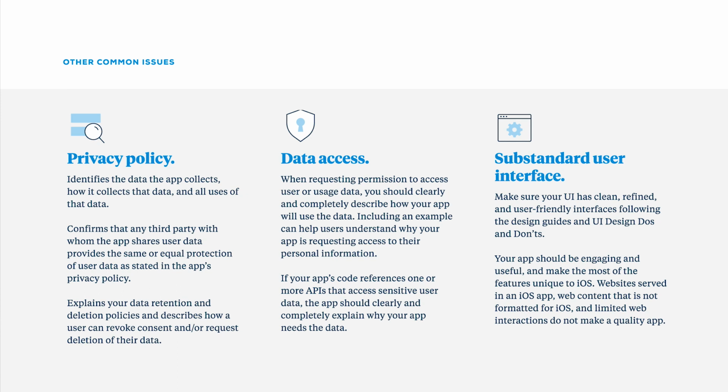Some other common mistakes that can result in app rejection are privacy policy issues. Make sure this accurately describes the data the app collects, how it collects that data, and how it uses that data. Data privacy laws are getting a lot of attention these days, so don't miss this step. When requesting permission to access user data, make sure to clearly describe to the user how your app will use the data. This goes hand in hand with your privacy policy to create a 1-2 punch that your legal team will love you for.